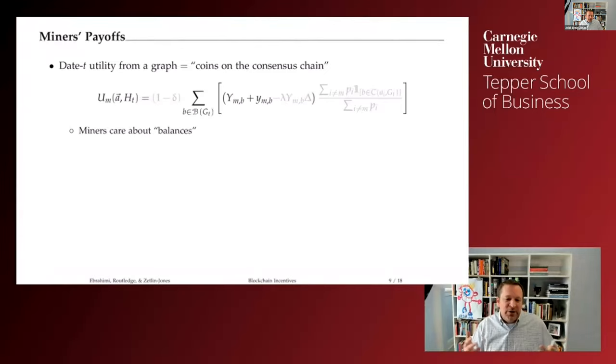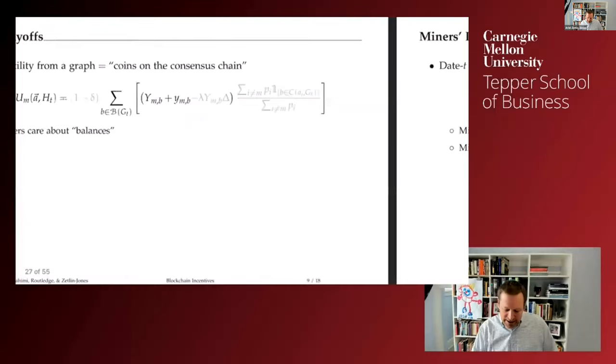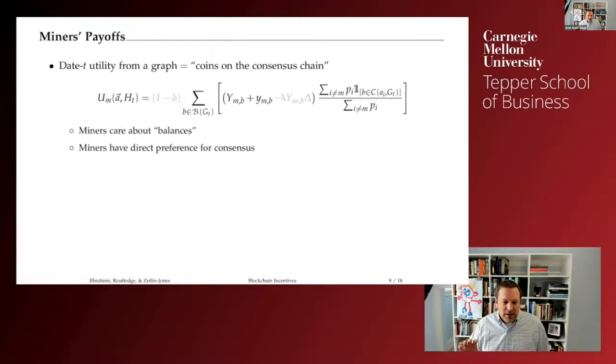But again, I don't value every net credit equally. I value credits on the consensus chain. And the way we model consensus is I look at where all the other miners are playing today. And if they are trying to append to a given chain where my block lies, where my credit lies, then I value that by more. I add those miners' weights. And then I'm just normalizing by the other weights, the weights of all the miners.